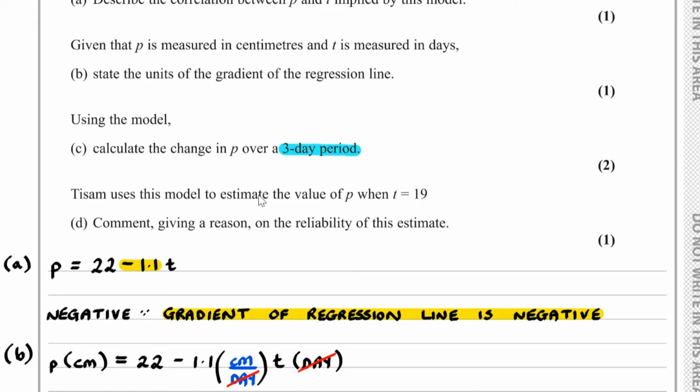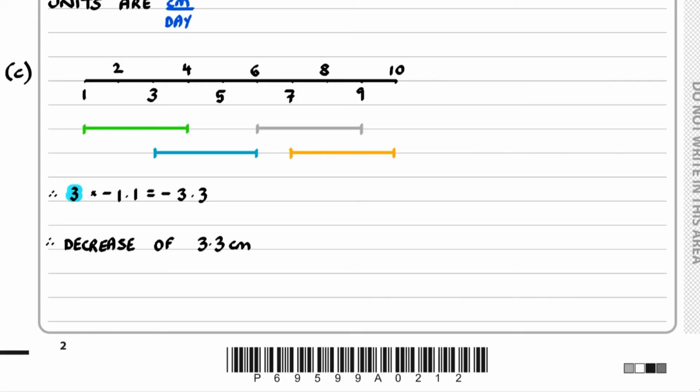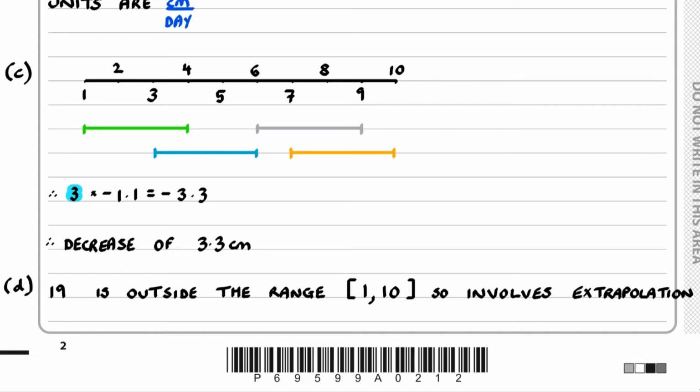Tisam uses this model to estimate the value of p when t is 19. We have to comment, giving a reason, on the reliability of this estimate for part D. Well, for part D, we see that 19 is outside the range 1 to 10. And so if we were to use 19, we would have to use extrapolation. And so therefore, we have something which is possibly unreliable.